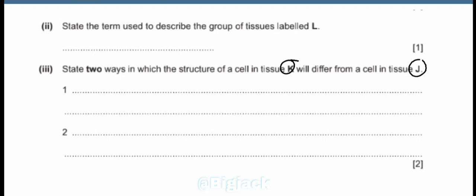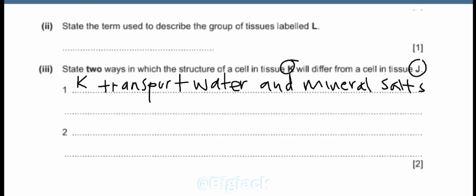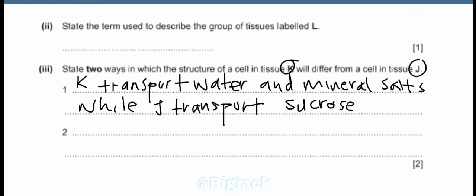So the first thing here, I'm going to talk about the functions. So as for K, which is the xylem, it transports water and mineral salts. Then as for J, it transports manufactured foods or sucrose. So to differentiate these two, I'm just going to say K transports water and mineral salts, while J transports sucrose. So in this part here, if you don't want to include sucrose, you can say manufactured foods, or you can say sucrose, amino acids and potassium ions.